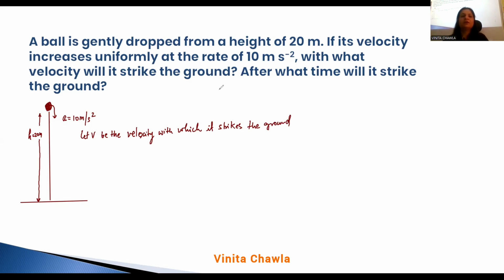Okay. See, when we throw an object from a certain height, then it's a case of free fall, right? Object is falling freely under the action of gravitational force. So initial velocity of the body we take as 0. Now the question is that after what time will it strike the ground? So we have to find time.